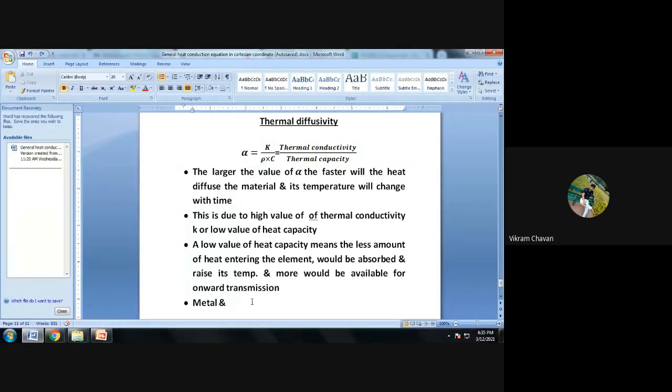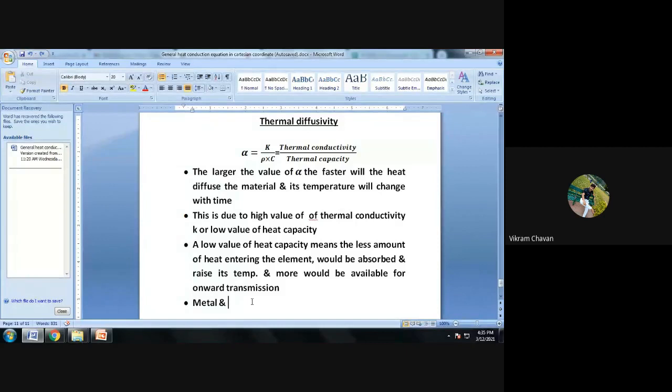We are going to discuss unsteady state heat conduction in the last part of this particular chapter. In that case, alpha plays a very important role. Getting my point, everyone? What is meant by thermal diffusivity and the significance of thermal diffusivity? Please note down the points.